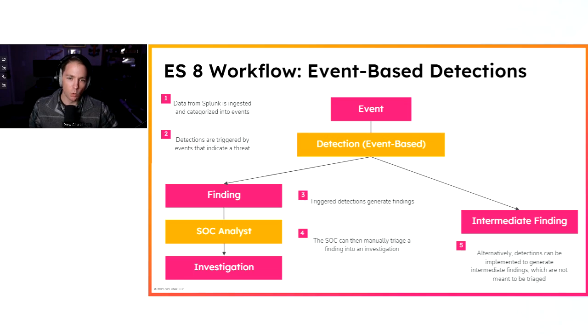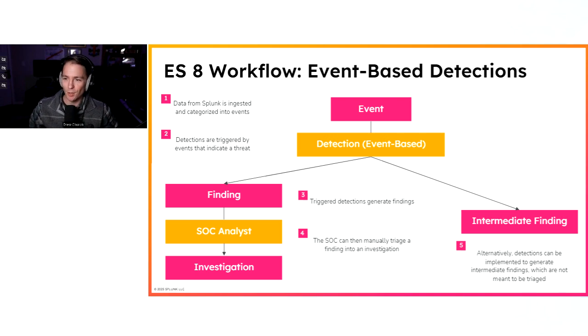From an ES8 workflow perspective and EBDs, this is that graphic I mentioned. We have that event data ingested into Splunk. A detection runs, in this case an event-based detection, and can generate either a finding or an intermediate finding. That finding is going to be triaged by a SOC analyst, who may then perform an investigation. That triage may be, oh, nope, I know that they're performing maintenance on this host over here. I got that change management ticket. I reviewed it.